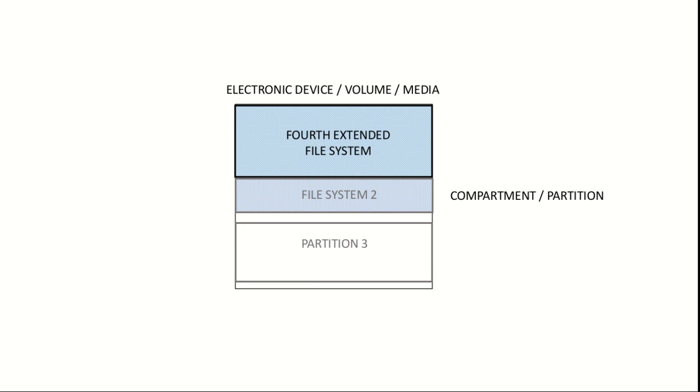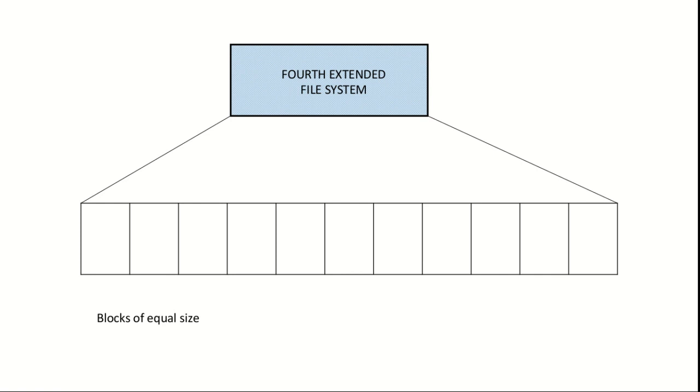It has been reiterated that a file system organizes data in a precise, methodical way. To do this, EXT4 first divides the file system space into blocks of equal size. The block size may be 1024 bytes or 2048 bytes or 4096 bytes. When a partition is being formatted as fourth extended file system, EXT4 will judiciously pick a block size based on the size of the partition.